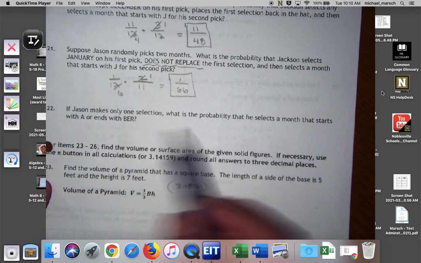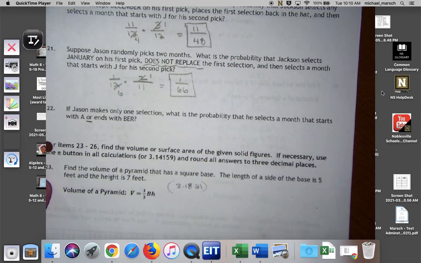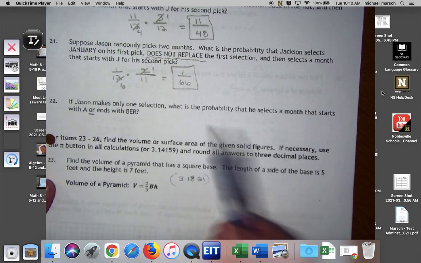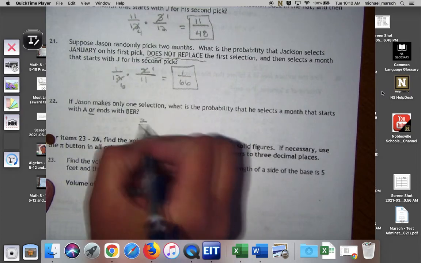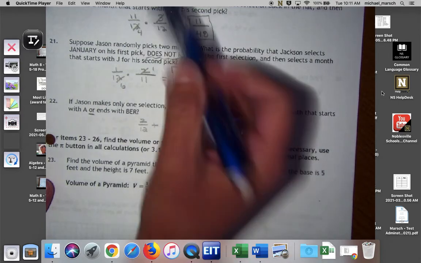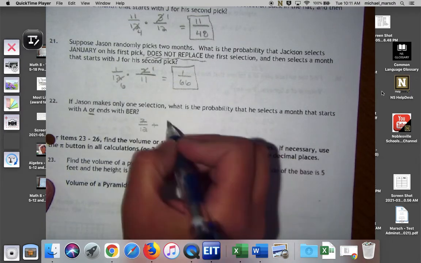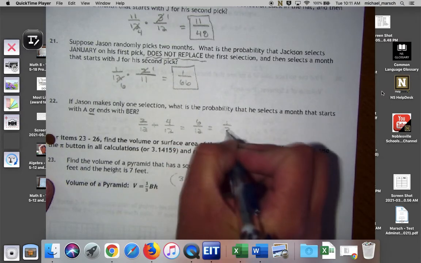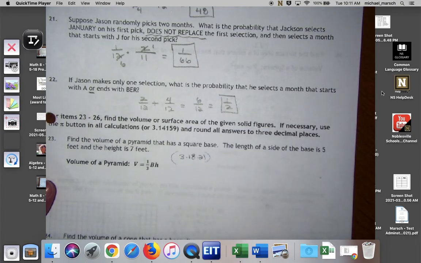If he makes one selection, what is the probability that he selects a month that starts with A or ends with BER? So that or means we're going to add, right? For a month that starts with an A, we have April and August, so 2 out of 12, plus how many months end with BER? 1, 2, 3, 4. September, October, November, December. So when I add these, I get 6 out of 12, which simplifies to 1/2. So he has a probability of 50% of that happening.